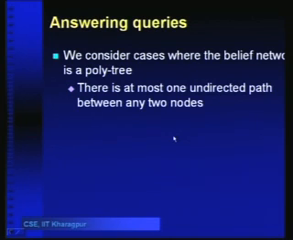Now we are moving into the algorithm, and it is going to be similar in flavor to the analysis that we did for this example. We are going to consider belief networks which are polytrees, which means that there is at most one undirected path between any two nodes. The example that we saw for the burglar's alarm is also a polytree, because if you take any pair of nodes, there is at most one undirected path between the two nodes, right.